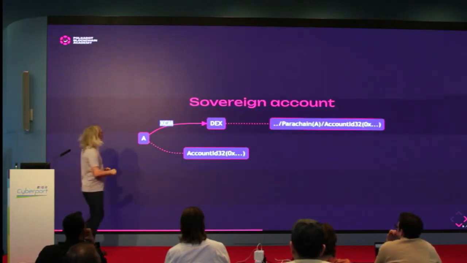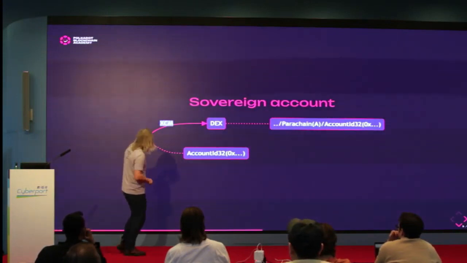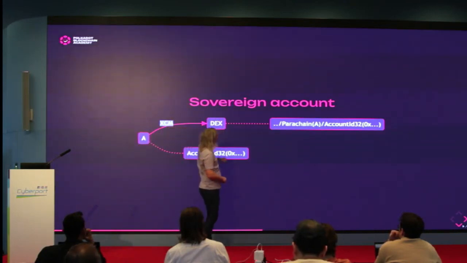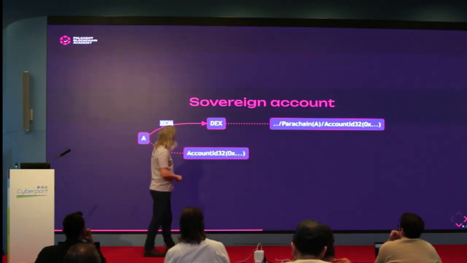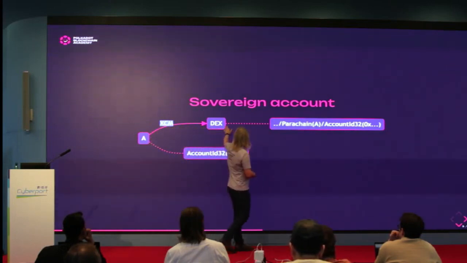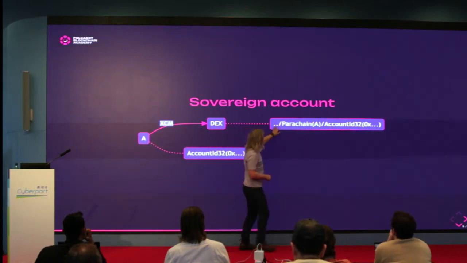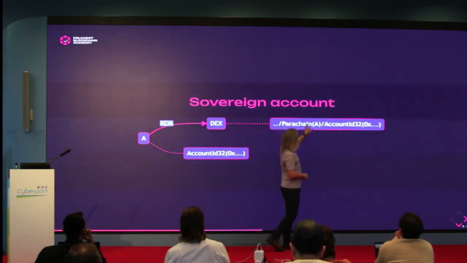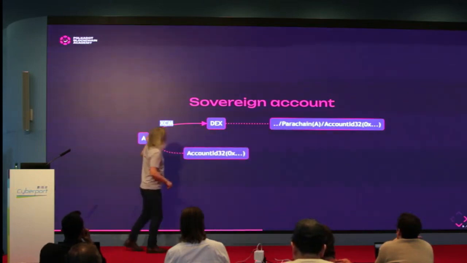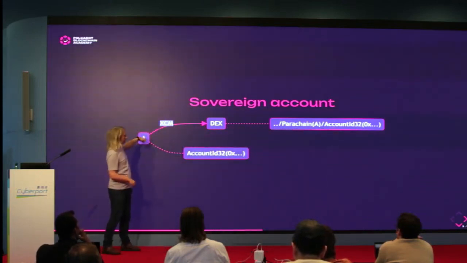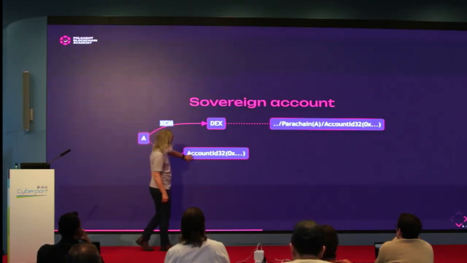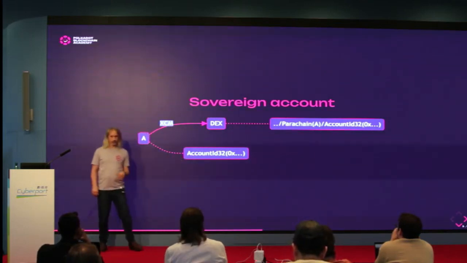Good. So yes, back to this concept of a sovereign account. A is sending some XCM to the DEX. Now, what does the DEX see? Well, the actual origin that it sees is this funny thing, /parachain A /account ID 32 with whatever account ID it is, if it is indeed an account ID 32 that is sending it.